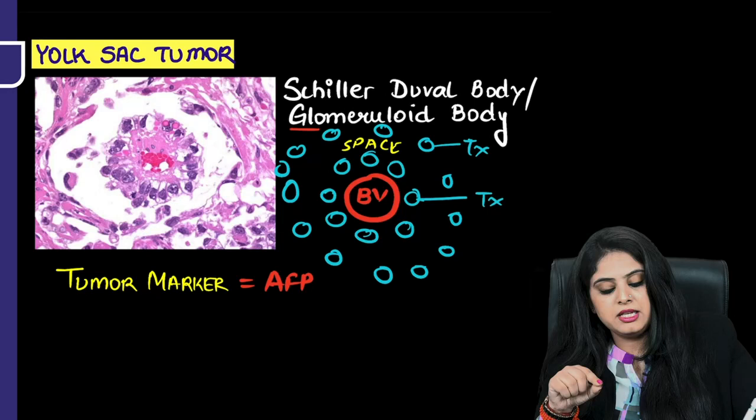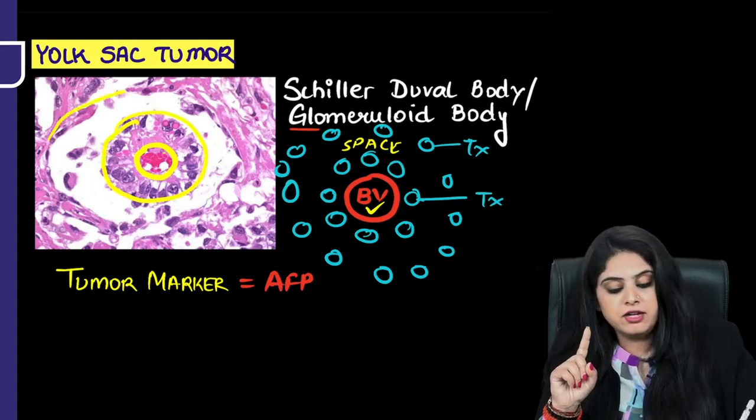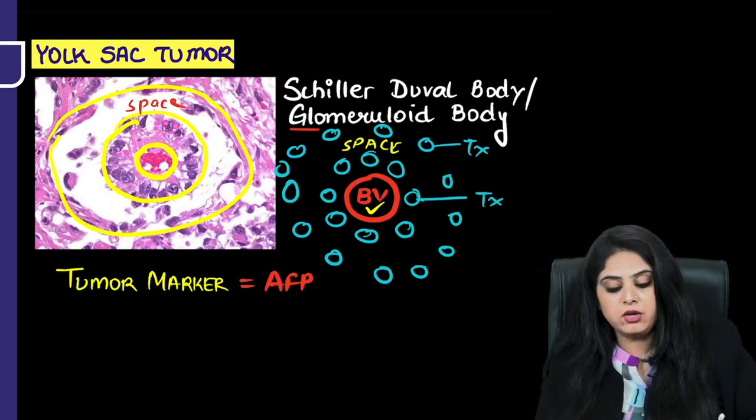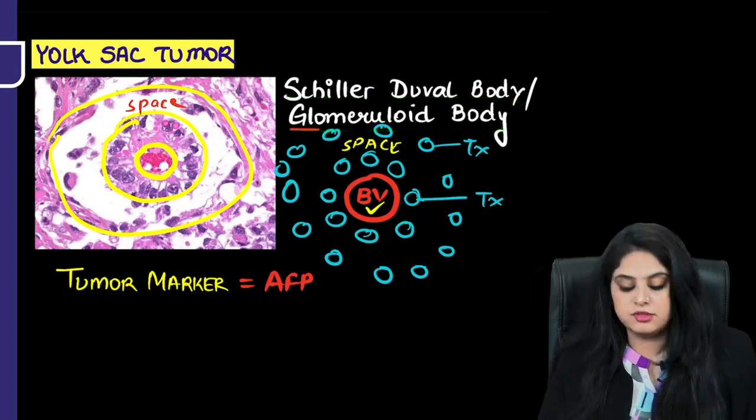Simple. So what is in the center? In the center you have a blood vessel. Sorted? Blood vessel seen. Then you have one row of tumor cells over here, one row of tumor cells on the outside, and in between the two you've got a space. That is known as a glomeruloid body or a Schiller-Duval body of yolk sac tumor with alpha fetoprotein positivity.